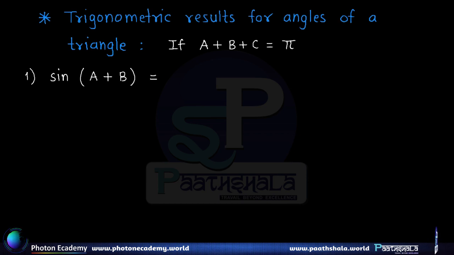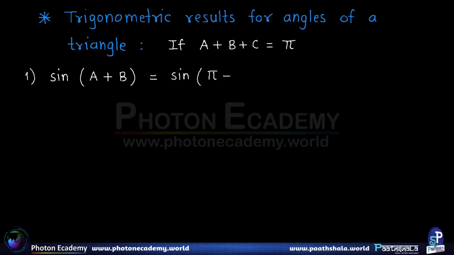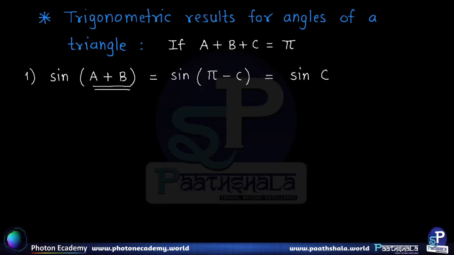Now we know that sum of two angles of a triangle is clearly equal to 180 minus the remaining angle. So I can very well write A plus B as pi minus C. And by the allied angle result that we have seen earlier, sine of pi minus any angle theta is same as sine of the same angle. So therefore what it means is, if we have the sum of two angles of a triangle and we take the sine of it, then that is same as sine of the remaining third angle.